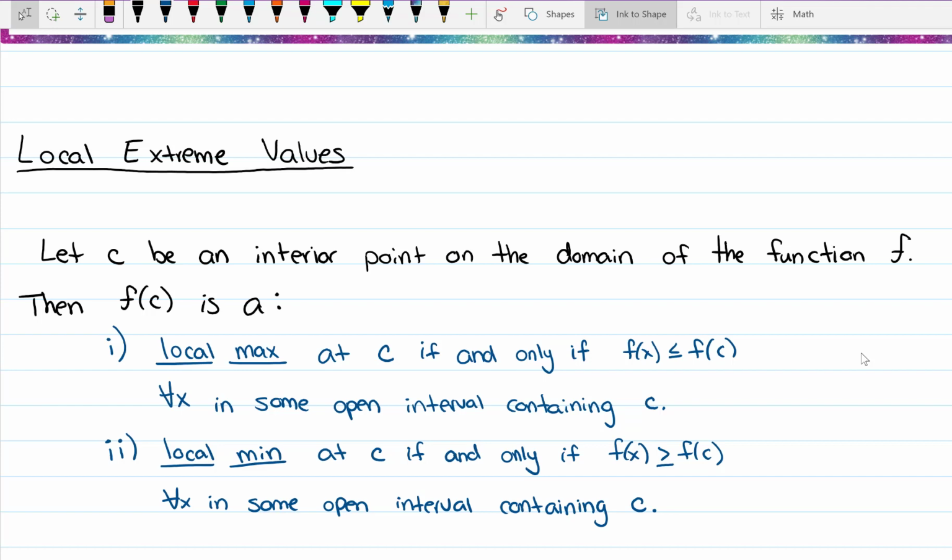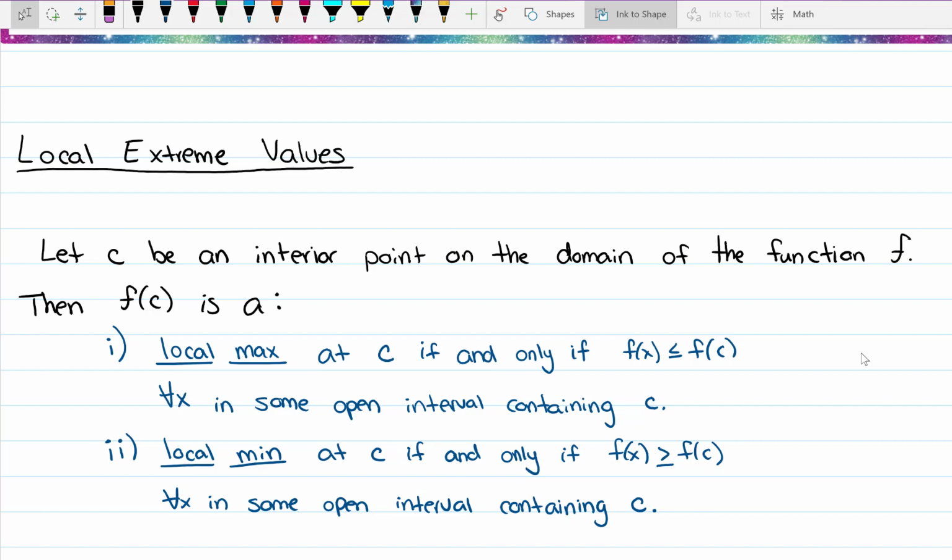So a local max at c if and only if f(x) is less than or equal to f(c) for all x in some open interval. That means that the y value at a point is larger than all the other y values within a certain interval that I'm going to pick. A local minimum is at c if and only if f(x) is greater than or equal to f(c) for all x in some open interval. This means that the y value at c is less than all other y values on a specific interval.